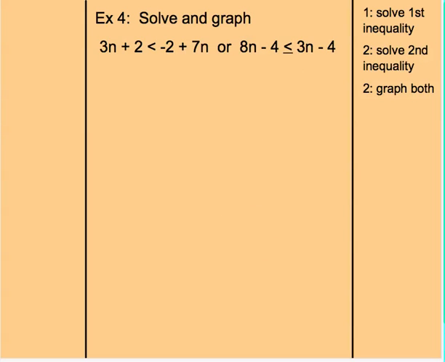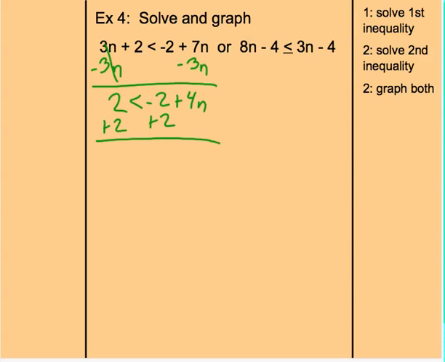Solving my first inequality, I am going to combine like terms. I've got n's on both sides, so I'm going to move the n with the smaller coefficient, and that will make sure that I don't have a negative to divide by. So we've got 2 is less than negative 2 plus 4n, adding 2 to both sides. 4 is less than 4n, and I want to divide by a positive 4. I can leave my inequality alone.